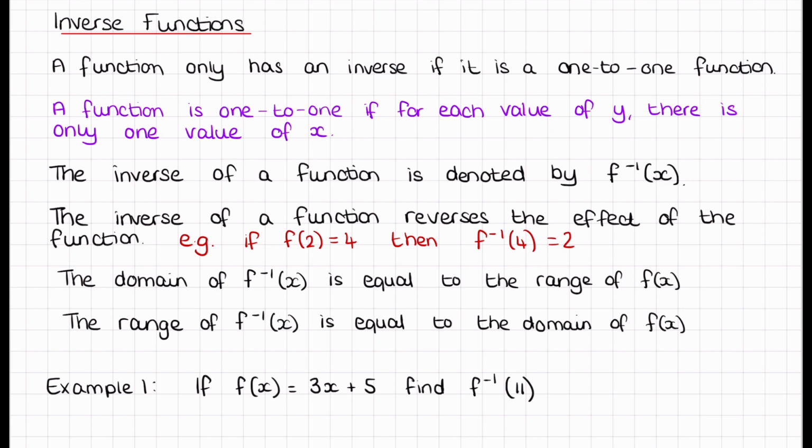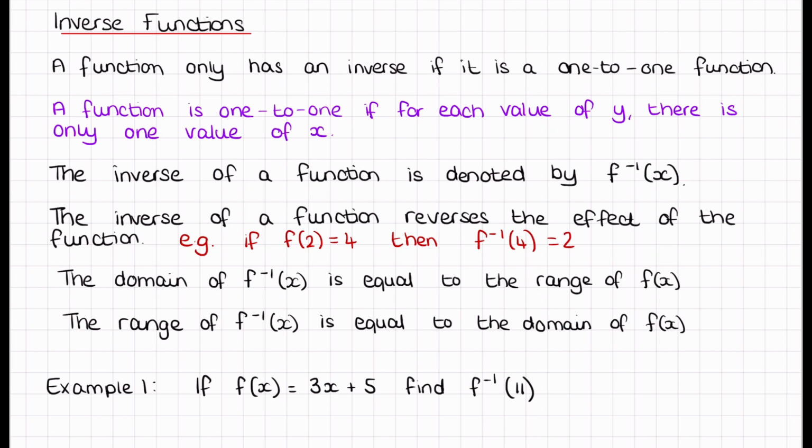The inverse of a function is denoted by this notation, so f to the power of -1 and then in brackets x. So when we're looking at function notation, if it's got that -1 in the power, that means it's an inverse. The inverse of a function reverses the effect of the original function. So here, for example, if the function at 2 equals 4, then the inverse at 4 equals 2. The domain of the inverse function is equal to the range of the original, and the range of the inverse is equal to the domain of the original.